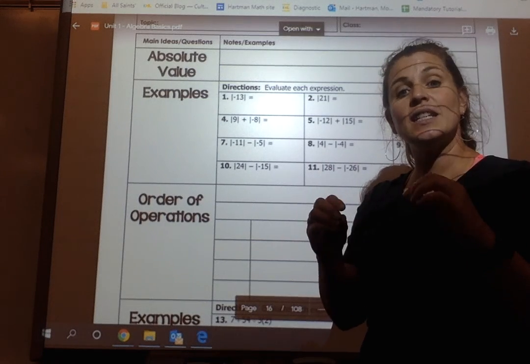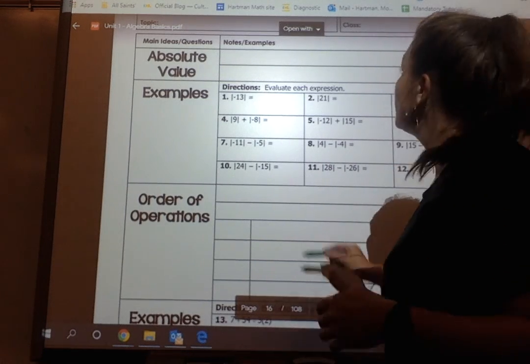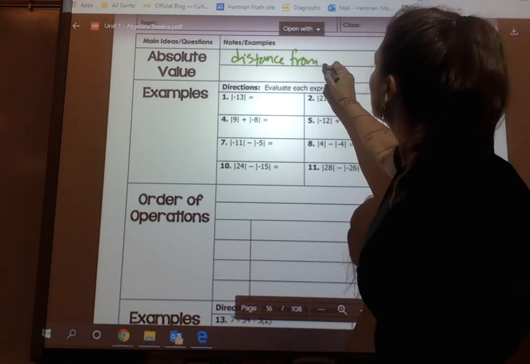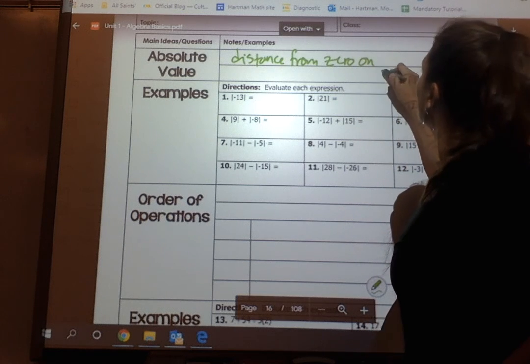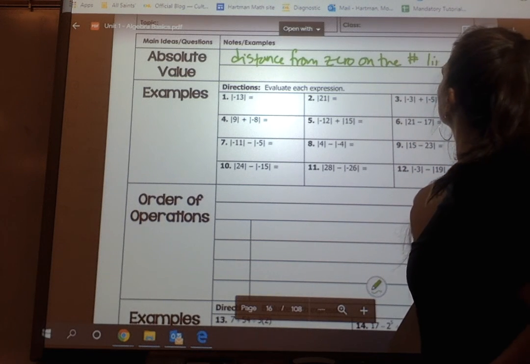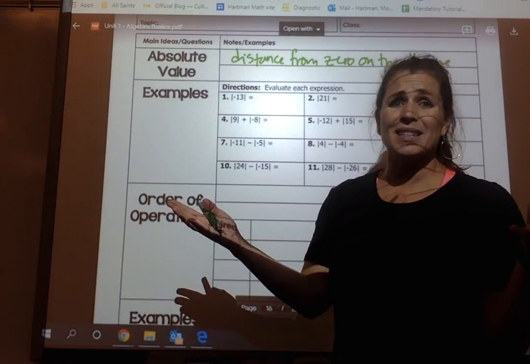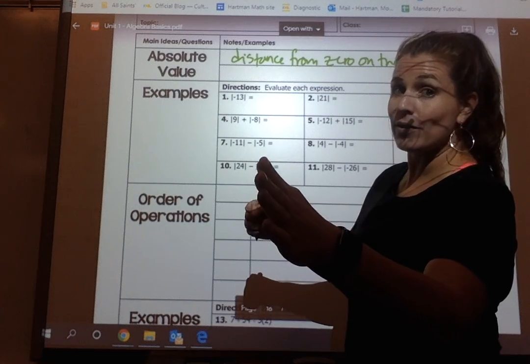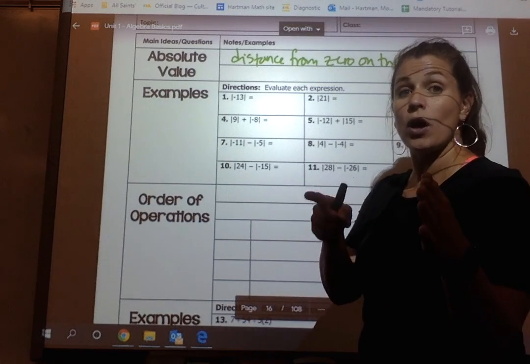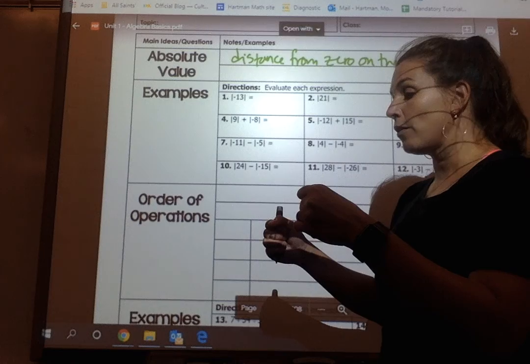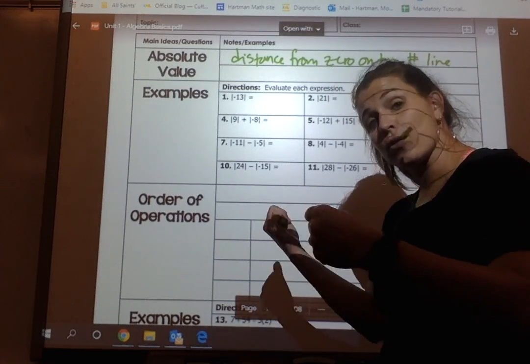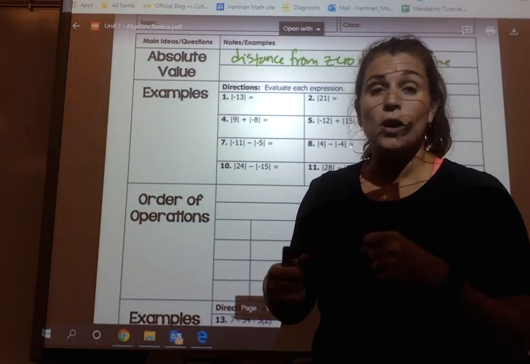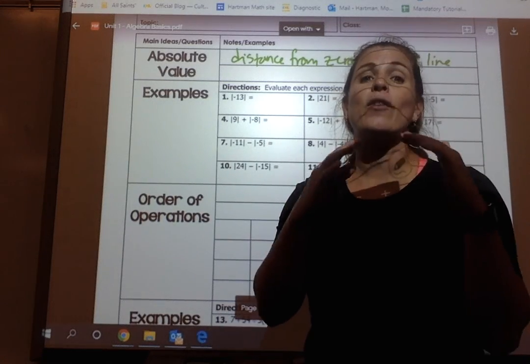Absolute value is the distance from 0 on a number line. What I want you to think about is that distance can never be negative, ever. If you're driving in a car and you go left 3 miles, you're going to put 3 miles on your odometer. If you take a right and you go 3 miles, you're going to put 3 positive miles on your odometer. So distance can never, ever, ever be negative.